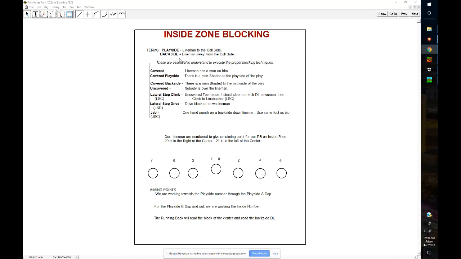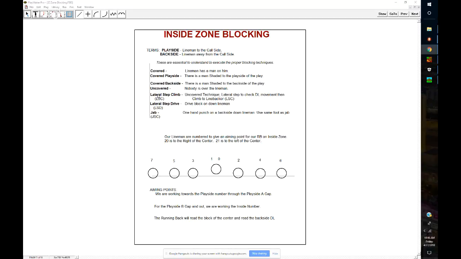We also use that term when we're talking about alignment. Are we covered? If we're covered, a lineman has a man on him. We also have to know, are we covered on our play side? In other words, is there a man shaded on us to the play side of the play? Because that's going to change our technique and our rules. Or is there a guy covered backside, a man shaded to the backside of the play? Uncovered means no one's on us, there's no shade on us.